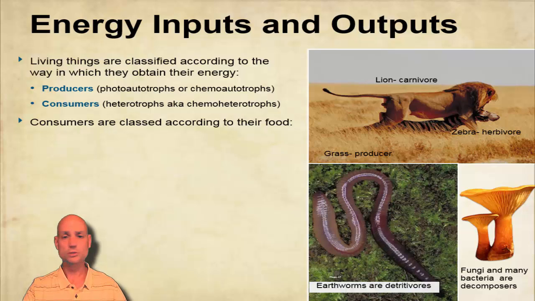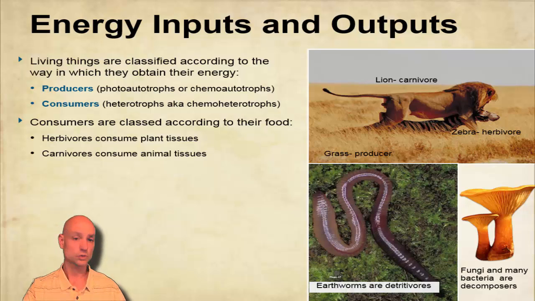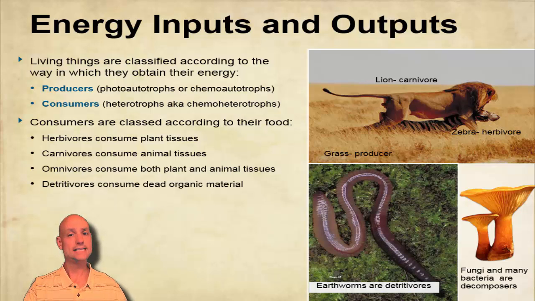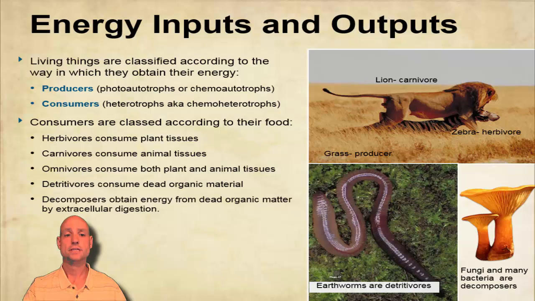Now, consumers, we can break them down even further. Herbivores will only eat plants. Carnivores, only animals. Omnivores will eat both. Detritivores will eat dead, decaying matter. And decomposers will obtain the energy and return that energy back into the earth.